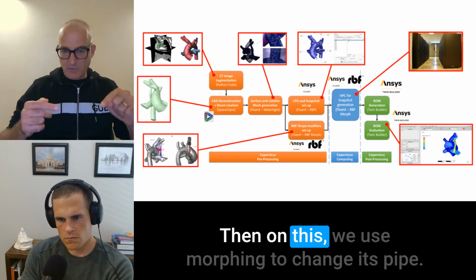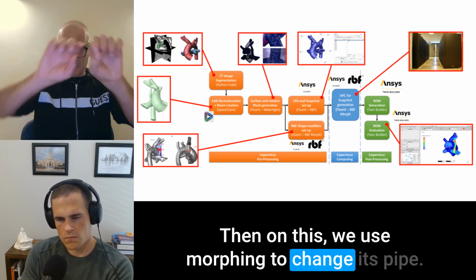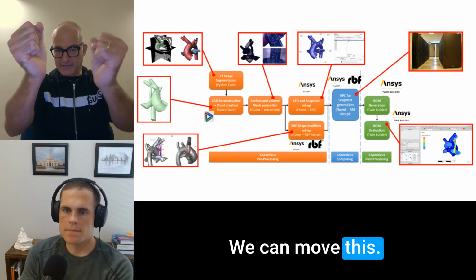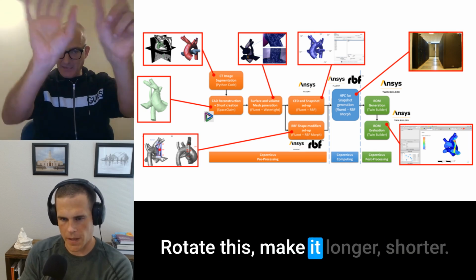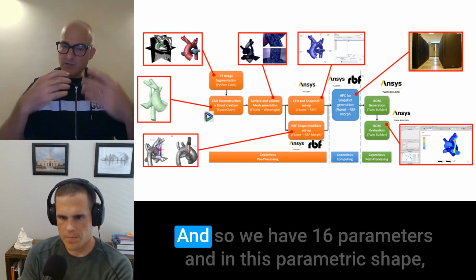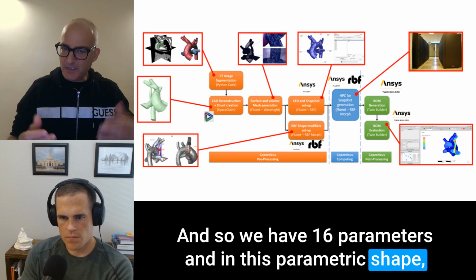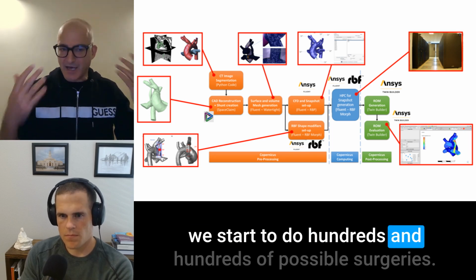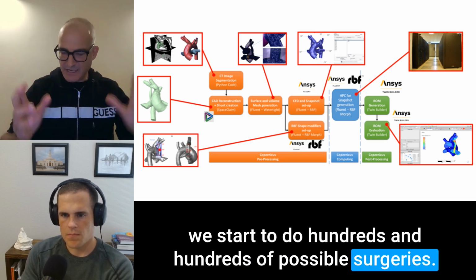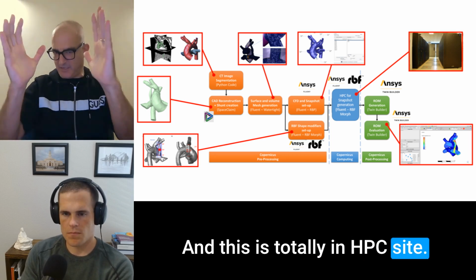Then on this, we use morphing to change its height. We can rotate this, make it longer, shorter. And so we have 16 parameters. And in this parametric shape, we start to run hundreds and hundreds of possible surgeries. And this is totally on the HPC side.